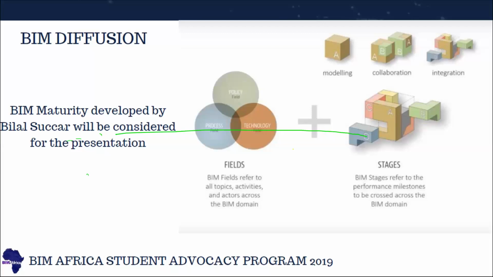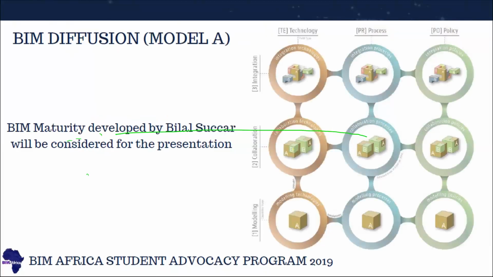So if I can just bring you back here, if you look vertically, you have modeling, collaboration, and integration. Modeling means anything that you actually model, you know, design, altering, anything that you do. But then it looks at how you are modeling in the context of technology. They merge the BIM fields, which are technology, process, and policy, and the BIM stages, which are modeling, collaboration, and integration. So modeling is normal modeling. They see what technologies, what processes, and what policies you are using.